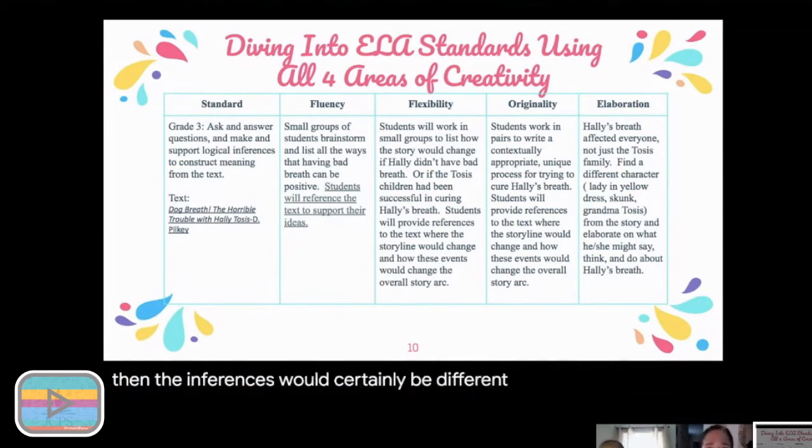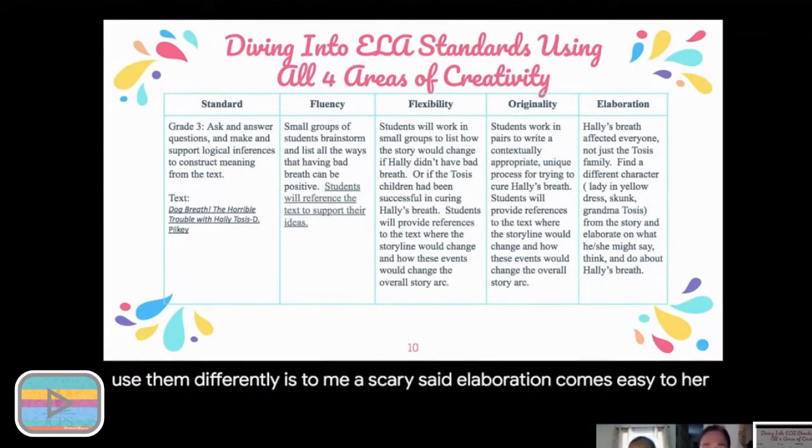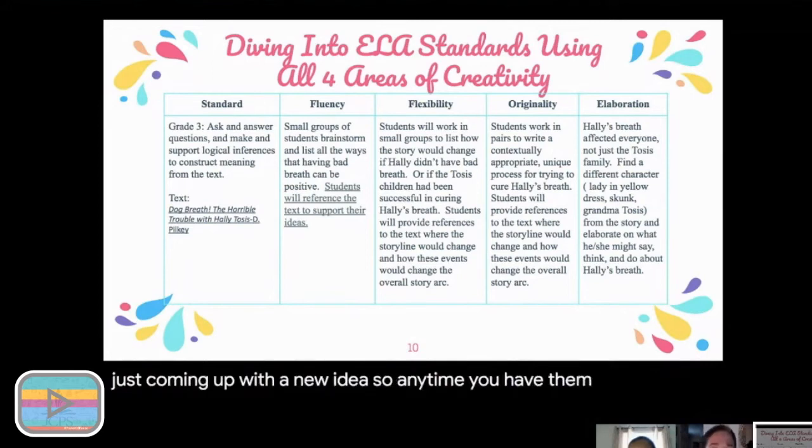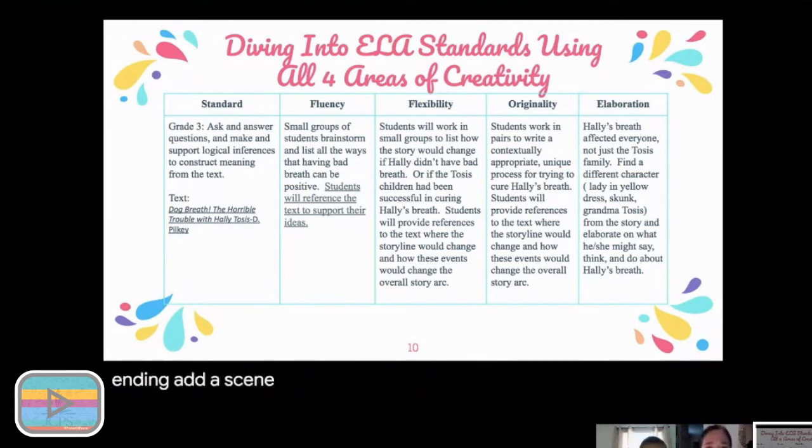That would certainly change the trajectory of the story, and then the inferences would certainly be different. And so they would have to think about how they would have to reread and use the inferencing skills differently. Originality is, to me, as Kerri said, elaboration comes easy to her. I feel like originality and elaboration are probably the easiest as well. It's just coming up with a new idea. So anytime you have them rewrite the ending, add a scene, any of those things, they're doing originality and elaboration.